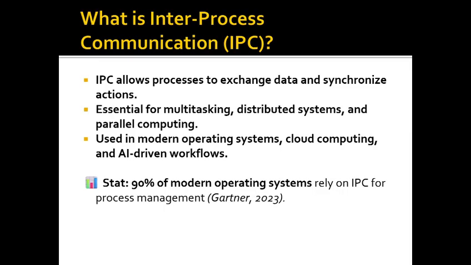Interprocess communication, or IPC, allows processes to exchange data and synchronize actions. It is essential for multitasking, distributed systems and parallel computing, and is used in modern operating systems, cloud computing and AI-driven flows. As per the statistics, 90% of modern operating systems rely on IPC for process management.